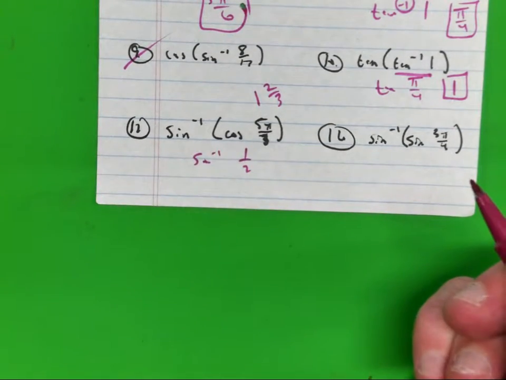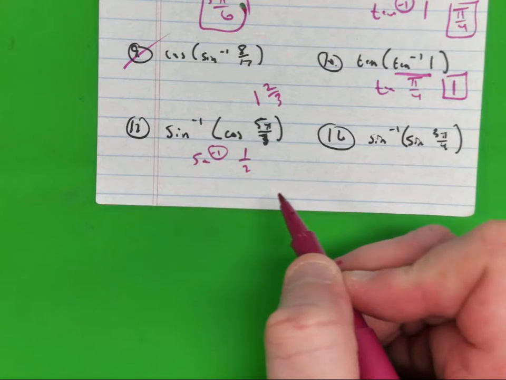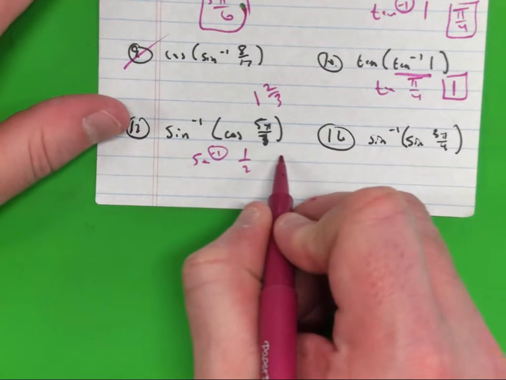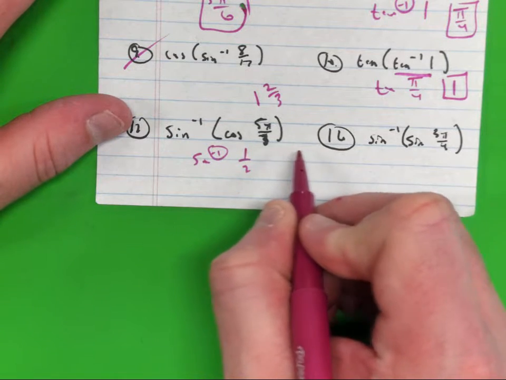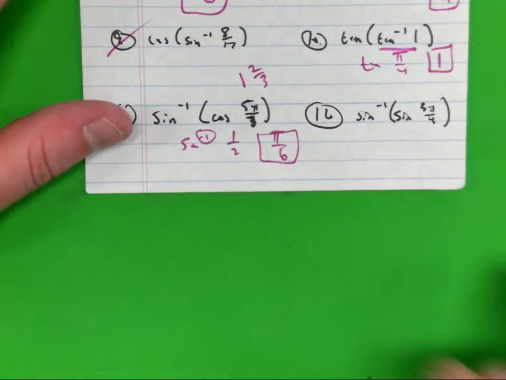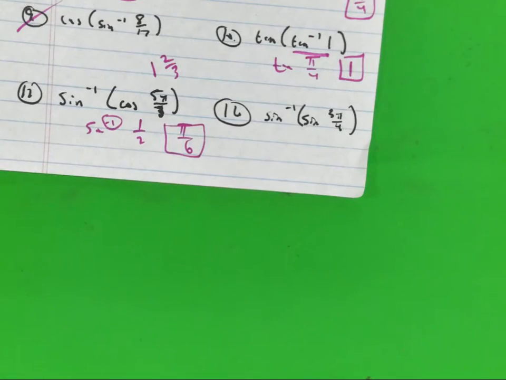Now I need arc sine of 1/2. Now I think backwards. Arc sine lives in quad 1 or quad 4. What will I deal with here? What family member has a sine of 1/2? Pi over 3 or pi over 6? Pi over 6. Yes, thank you.